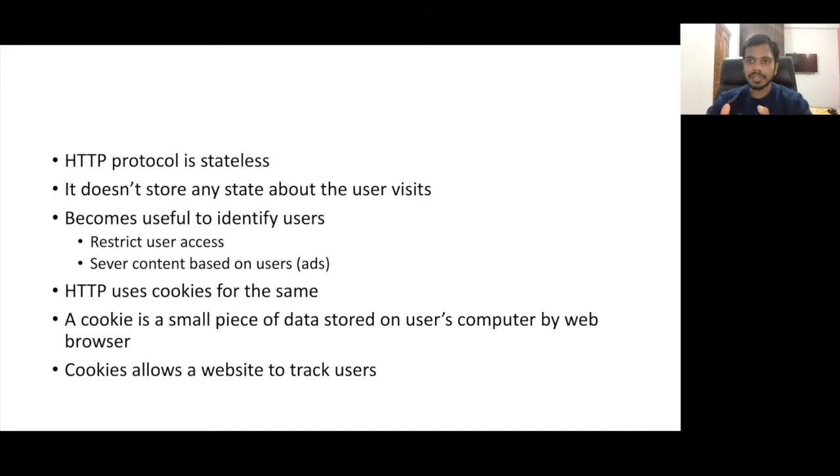So to store information about the user, HTTP uses cookies. A cookie is a small piece of data stored on the user's computer by the web browser. In your web browser, typically this cookie information is stored, and we will see how this information looks in some time. And cookies also allow a website to track users. So this is very important. With the help of cookies, a website can track you, like how much time you have spent on the website, when was the last time you visited the website, and what all pages you visited on the website. So through the help of cookies, they can track that also.